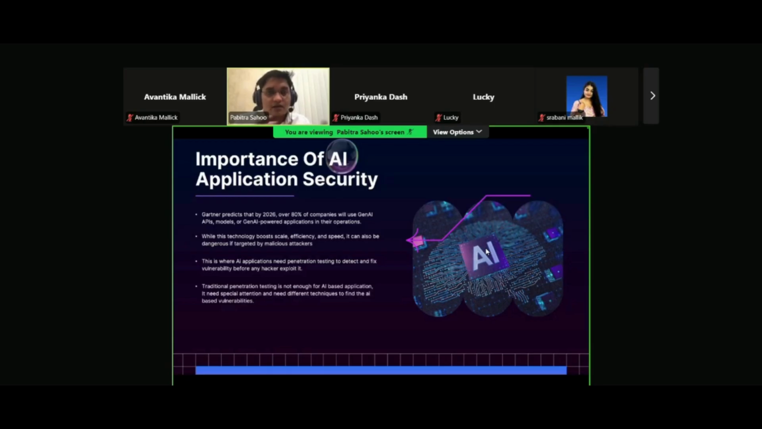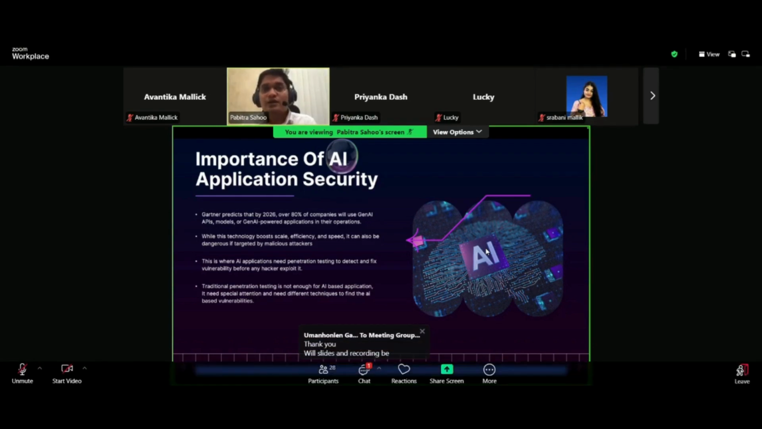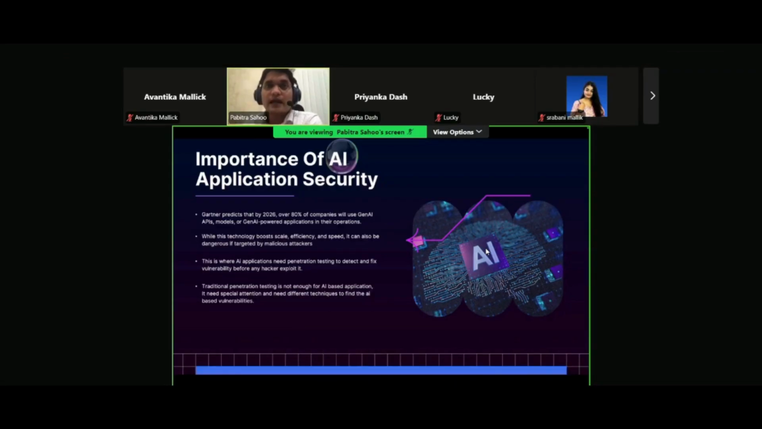Traditional web app pen testing or traditional mobile app pen testing is not enough for AI based applications, because they need special attention and different techniques to find vulnerabilities that are not generally found in a normal web or mobile application. There are many issues not available in a normal web application but which can be exploited if the application is using AI.